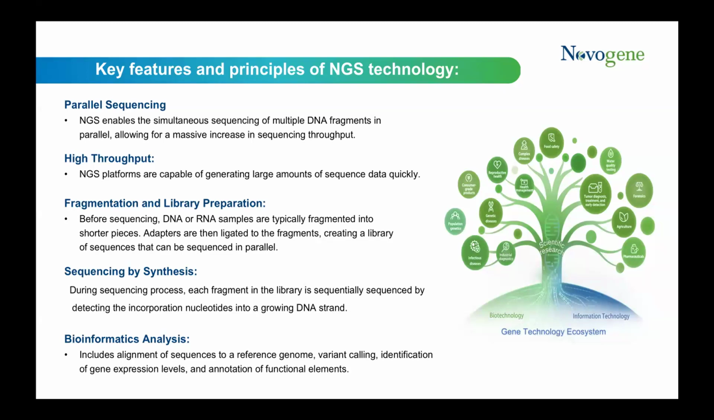Many people know that the most common service for NGS is whole genome sequencing, for human, plant, or animal, or targeted sequencing, RNA sequencing, or ChIP sequencing.